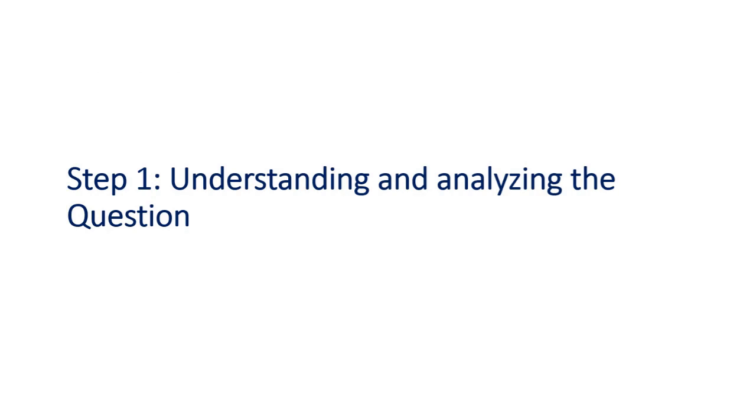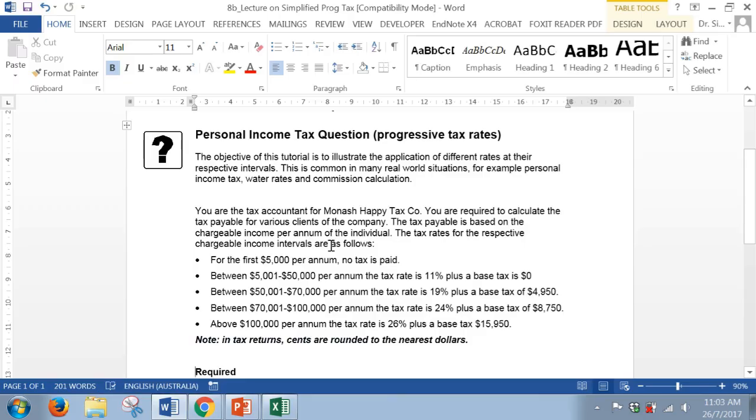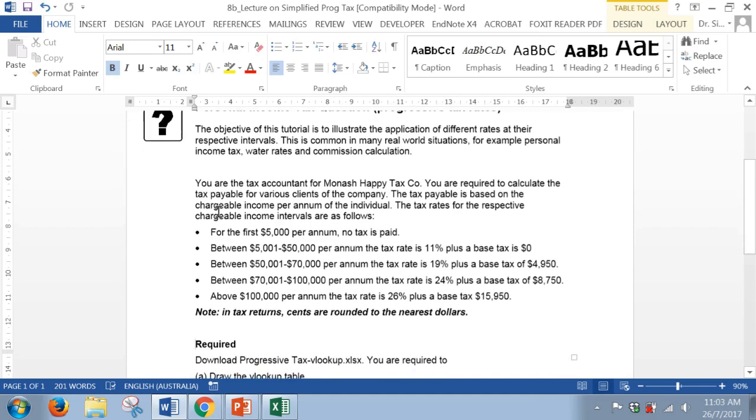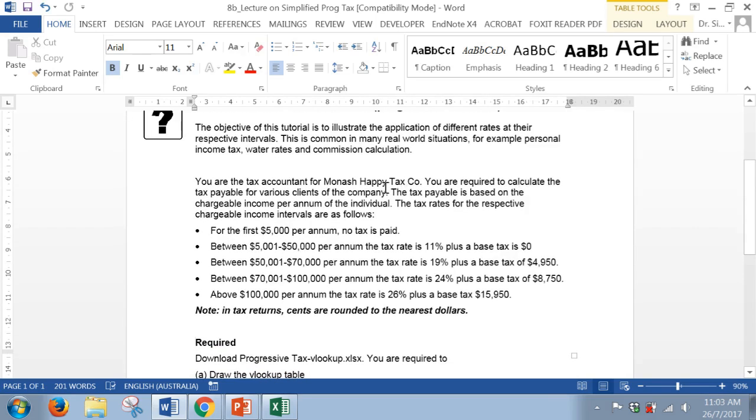Step 1. Understanding and analyzing the question. This is the progressive tax question. You are required to calculate the tax payable for various clients of the company. The tax payable is based on the chargeable income per annum of the individual. The tax rate for the respective chargeable income intervals are as follows.